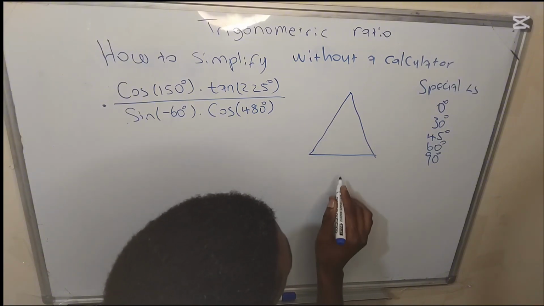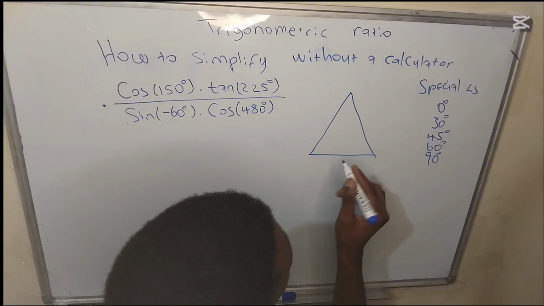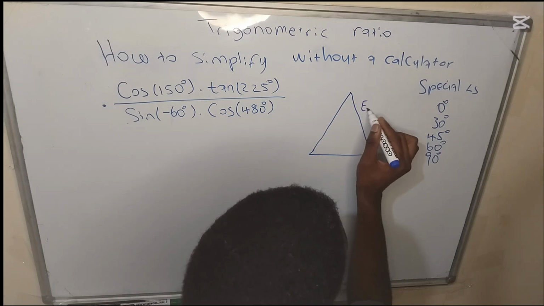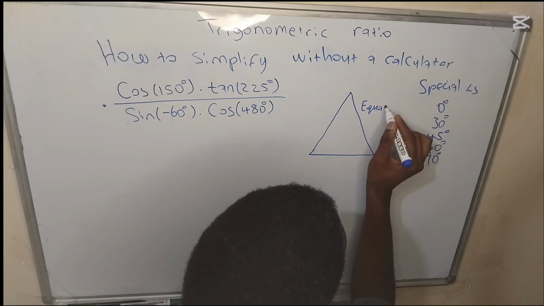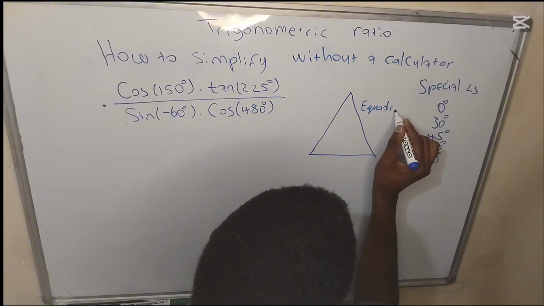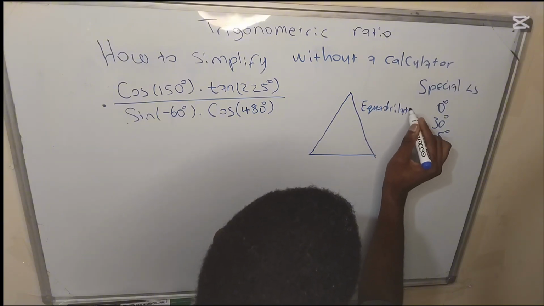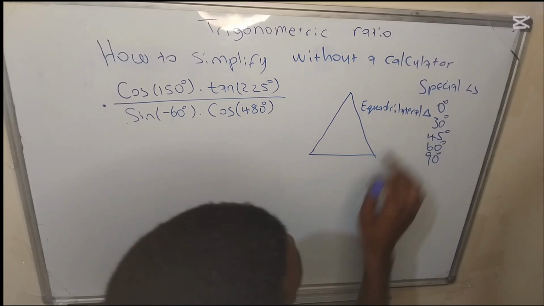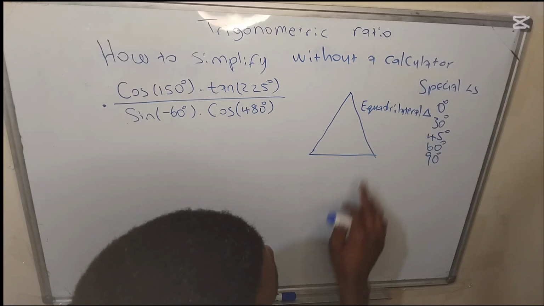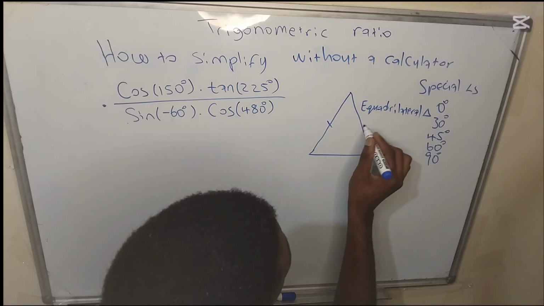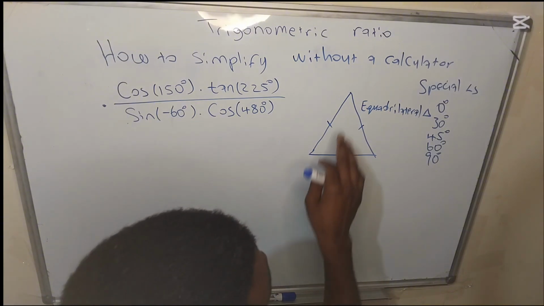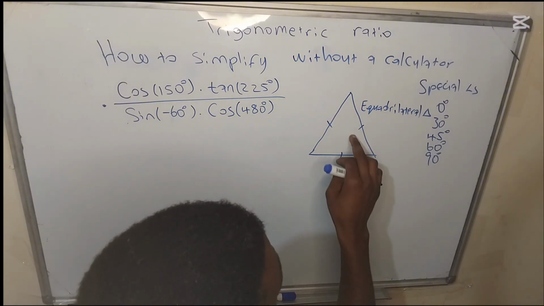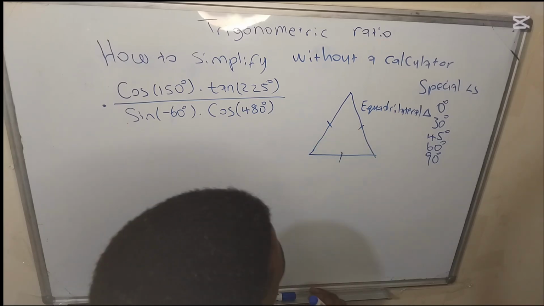For an equilateral triangle, all sides are equal. Even the angles are equal, right? Because all sides are equal, it means that all angles are equal.